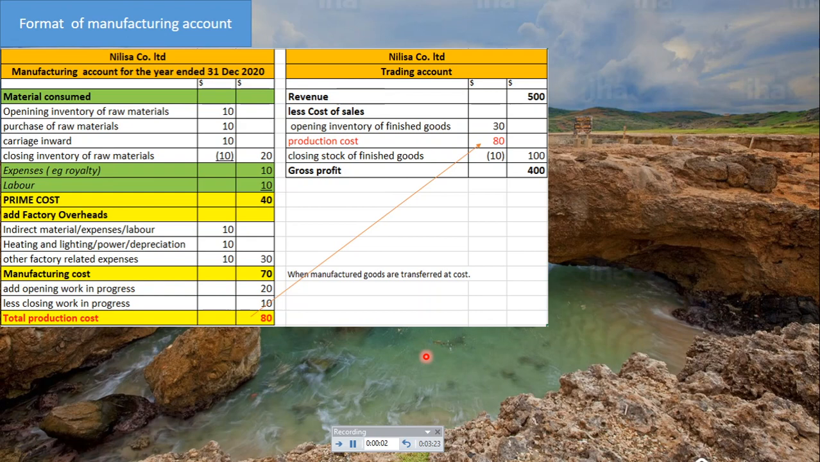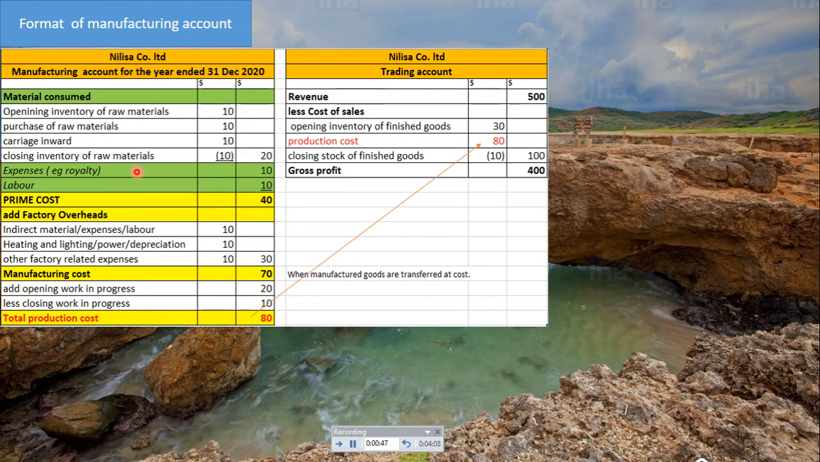The format of the manufacturing account. I'm going to show you the format of the manufacturing account before we go into deep learning about what they mean. This is a sample of Nilisa Company Limited's manufacturing account for the year ended 31 December 2020. If Nilisa is making her manufacturing account, this is the basic format. The first thing she has to do is get the value of material consumed, which is obtained by using the formula: opening inventory of raw materials, add purchase of raw materials, add carriage inward, less closing inventory of raw materials. If you solve this, you get 20. These are random data. 20.